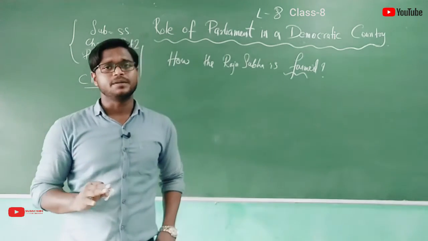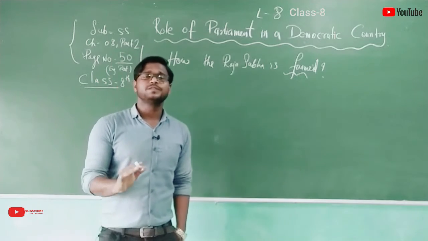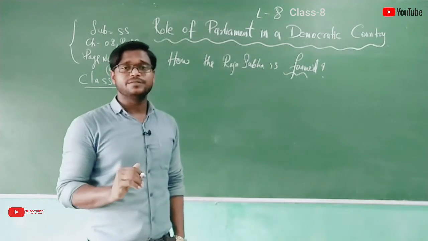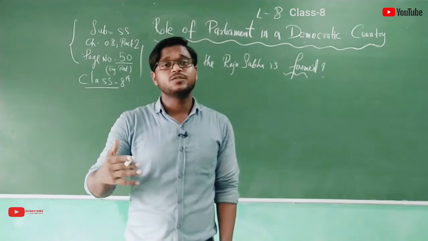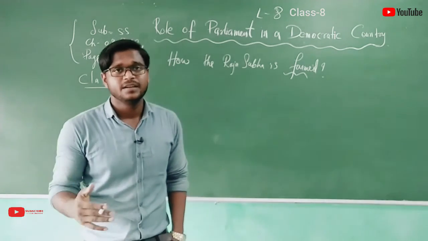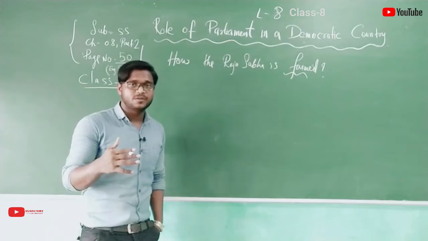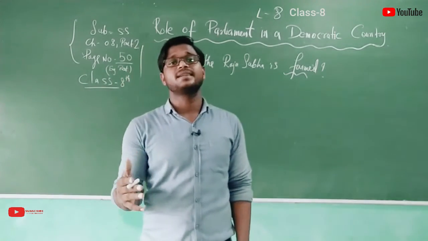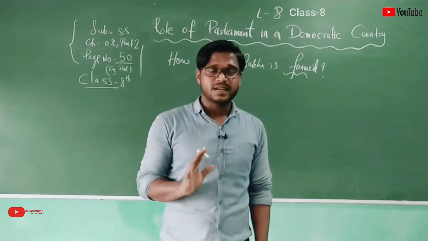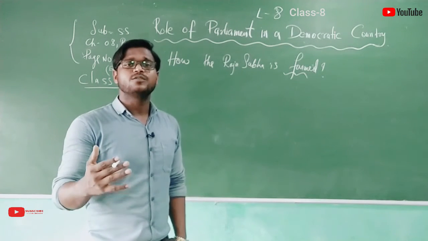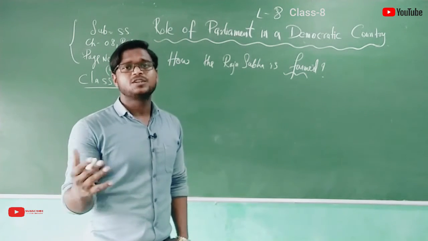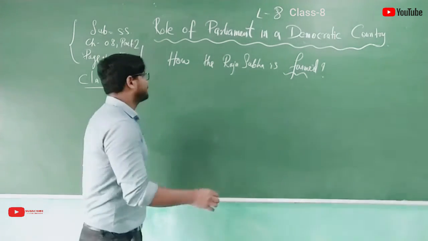Now how many members are there? There are 250 members in the Rajya Sabha. Out of that, 238 members are elected, and the remaining 12 members are nominated by the president. So that's how we need to understand that the Rajya Sabha generally consists of 250 members, of which 238 are elected and 12 are nominated by the president.